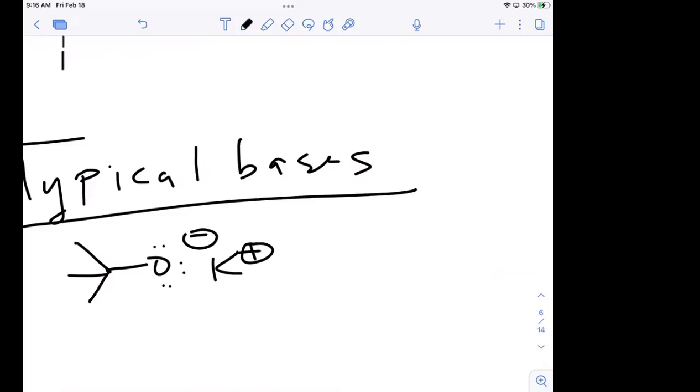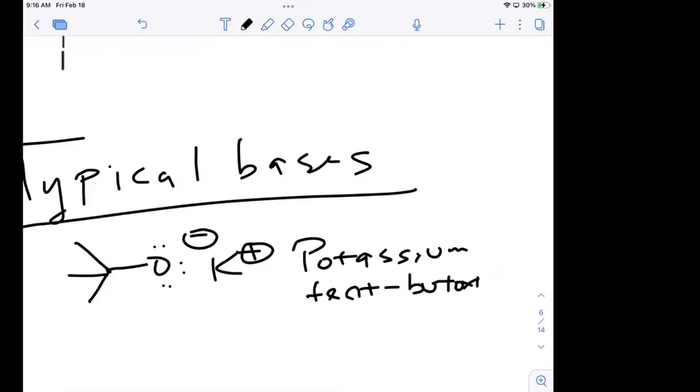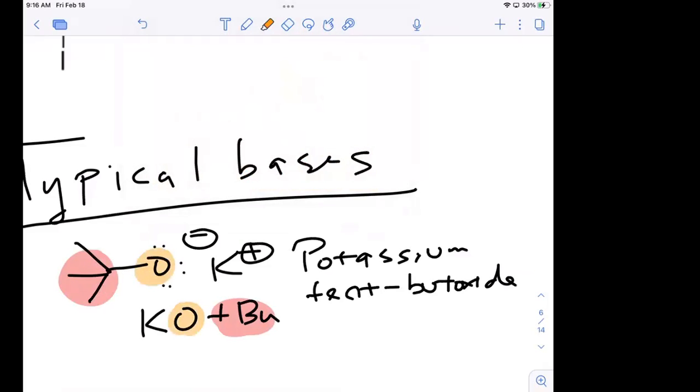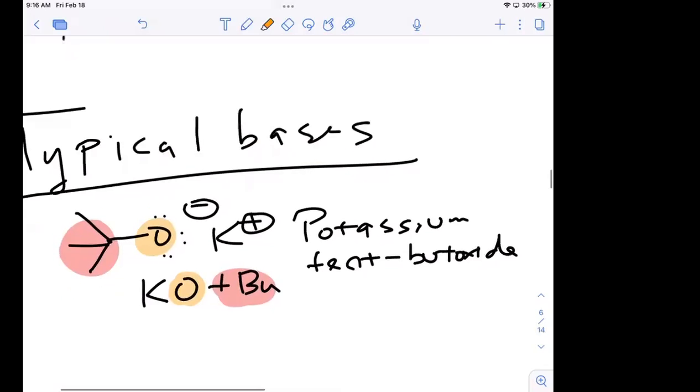Potassium tert-butoxide is an excellent base. Sometimes you'll see that written as KOtBu. The tert-butyl part is here, the O is here, and obviously the potassium is the K. So sometimes you'll see that written like that.